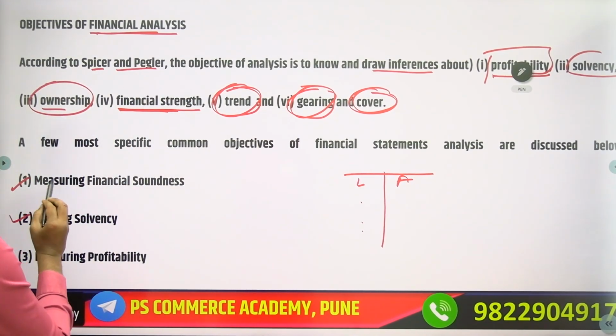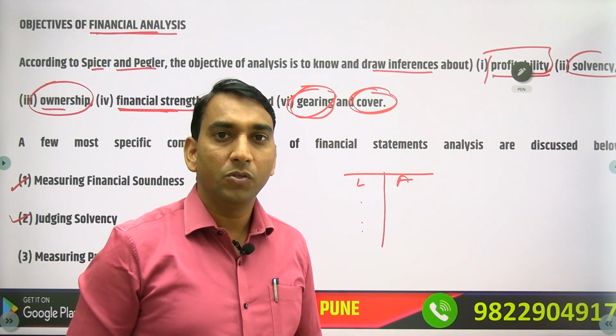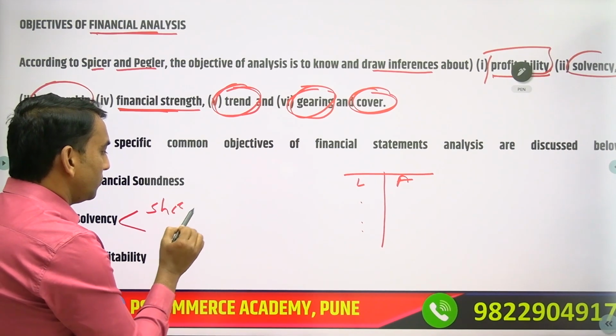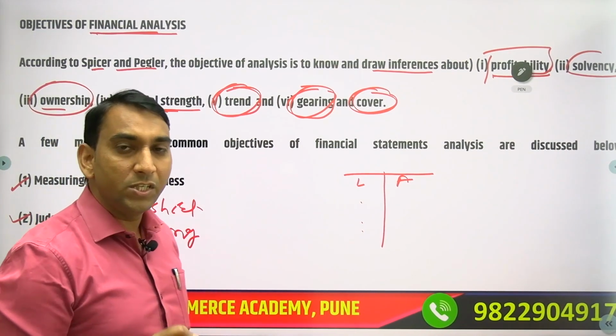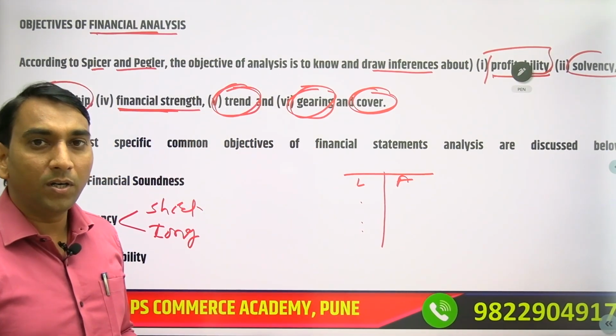Next is that judging solvency. Solvency is of two types actually, short term solvency and long term solvency. These two types of solvency are there actually. One is short term and second is the long term.